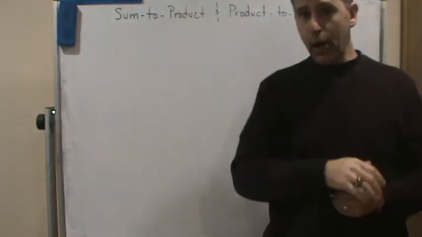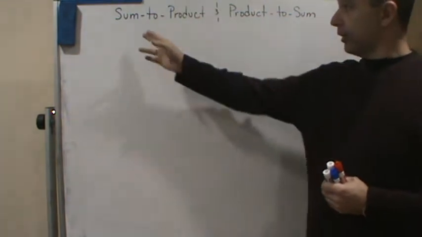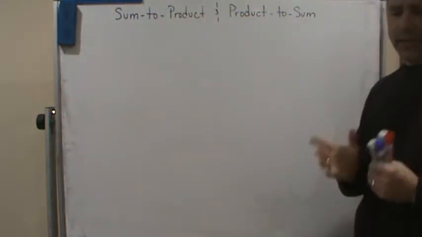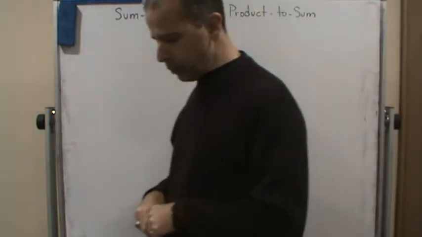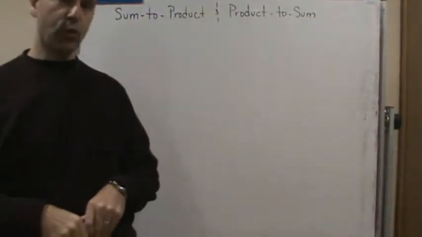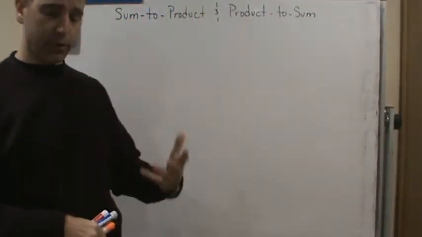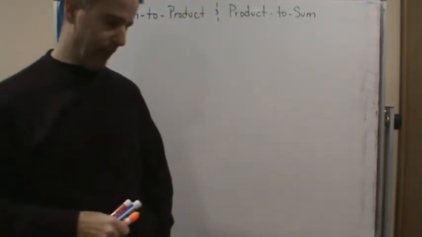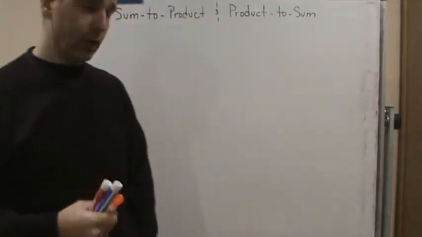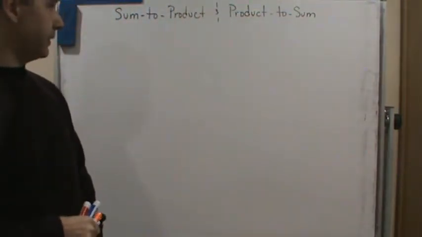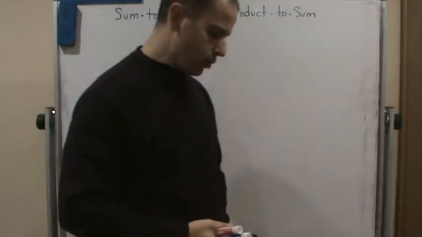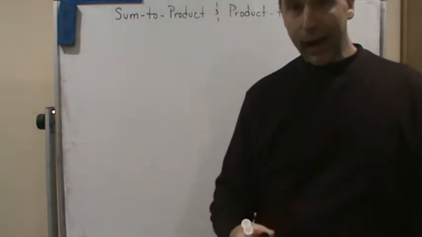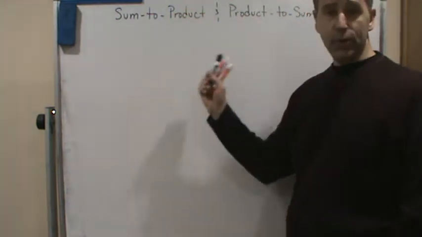Okay, so now we're going to start talking about sum to product and product to sum formulas. These come in handy, especially when we're investigating sinusoidal curves or trigonometric curves that travel in waves, like periodic curves or sinusoidal functions and things like that. These are derived, and I'm going to do some of the derivations for you, but they're derived from the sum and difference formulas.